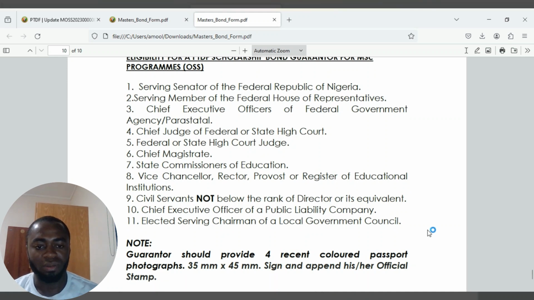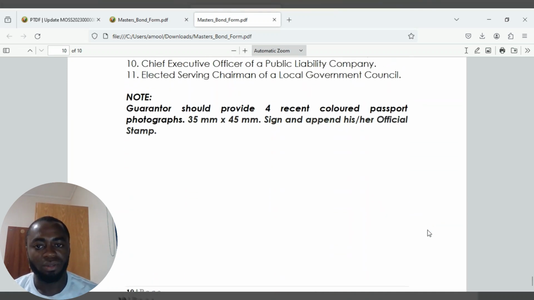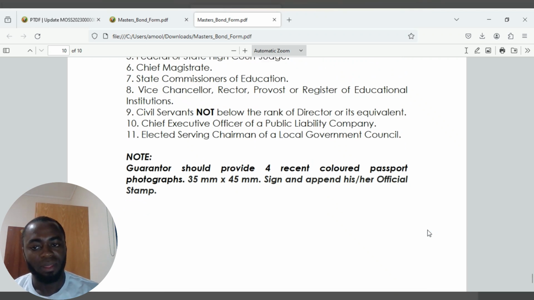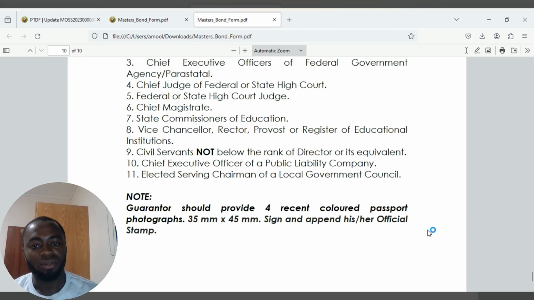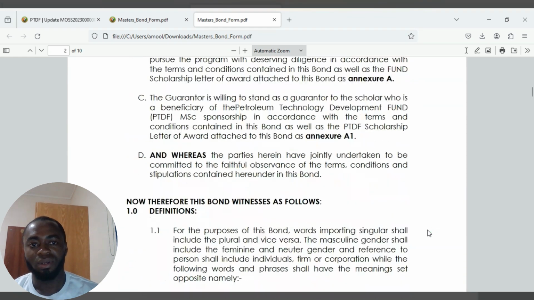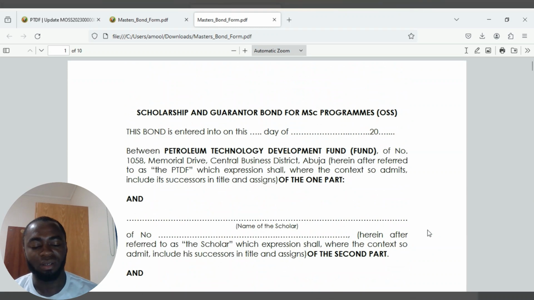There's another instruction written in bold. Guarantor should provide four written colored passport photographs, 35 millimeter by 45 millimeter, sign and append his or her official stamp. So these are necessary prerequisites, but I believe this last one written in bold here applies when you have to submit hard copy document of the bond form. But now that PTDF has made it very flexible, you can actually submit online and then you don't need as many as four passport size photographs.